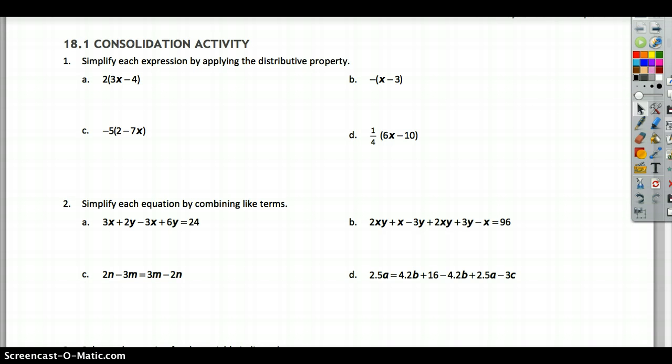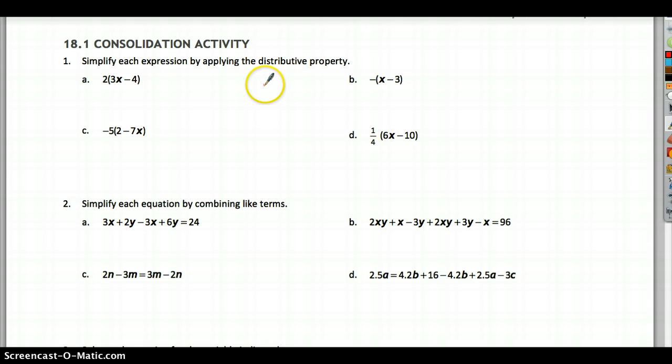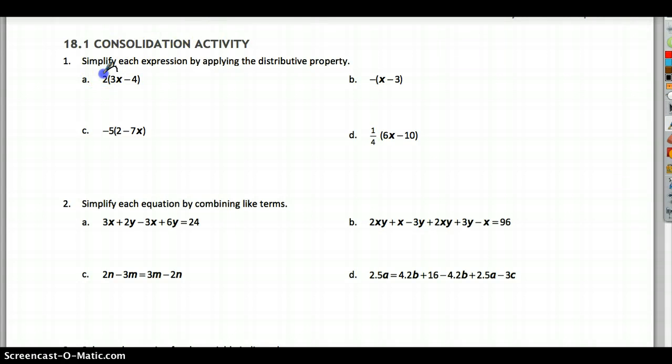Let's start off by doing a quick homework review. 18.1 consolidation activity. We're going to start off with the first one. We're going to simplify each expression by applying the distributive property. Really all I wanted to see here was that you guys could get a little bit more practice with the distributive property. We'd have to do 2 times 3x and get 6x, and 2 times the 4, but the 4 is negative, so that would be negative 8.